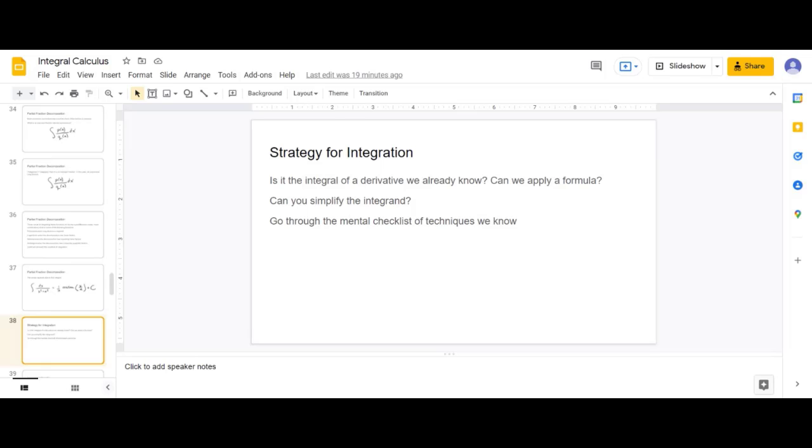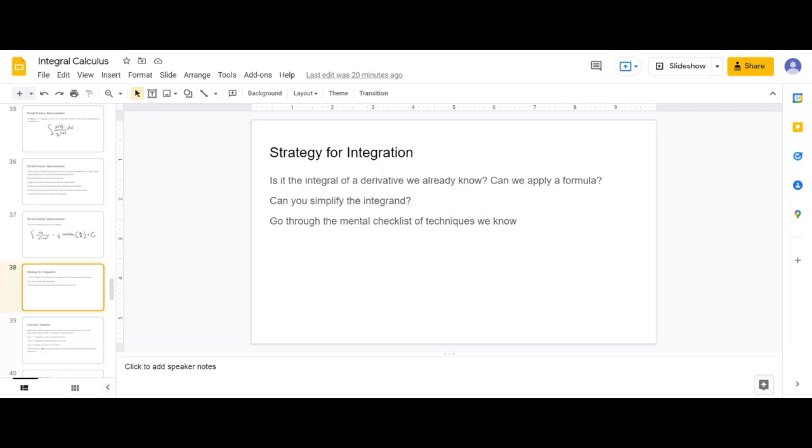Go through the mental checklist of techniques we know. So whenever I look at an integral, I first ask myself, is it something I already know, like a derivative of something I know? If not, then I ask myself, is this a U substitution problem? Because that's the easiest. If not, is it integration by parts? If not, is it a trig integral? If not, is it trig sub? If not, is it a partial fraction decomposition? If not, is there a table I could look at? If not, either there's no answer to it, or invent a new method.